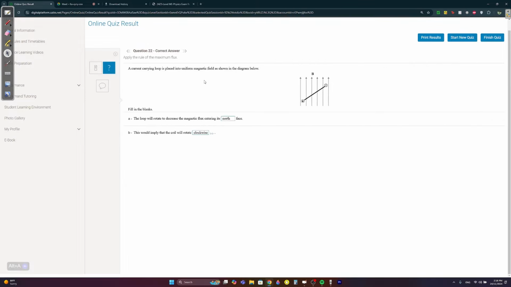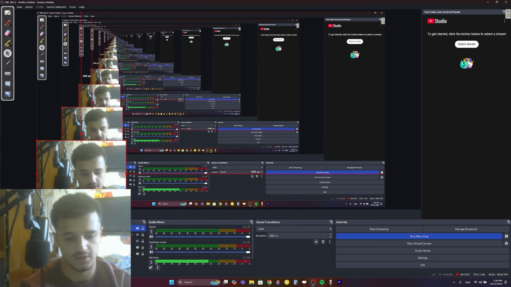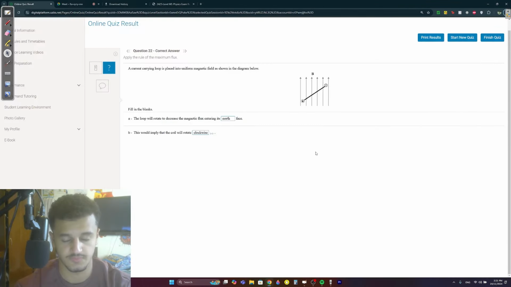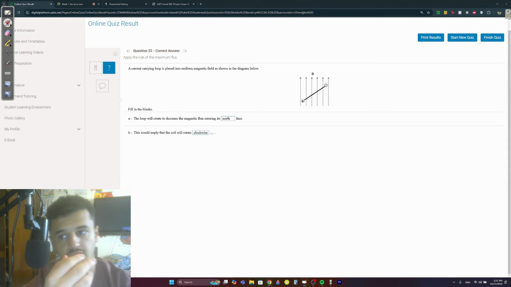A current carrying loop is placed into a uniform magnetic field as shown in the diagram below. The loop will rotate to decrease the magnetic flux entering its what phase? Okay, for this question, it's kind of complicated, but when you get it, you really get it. When you see this question, you see in and you see out.